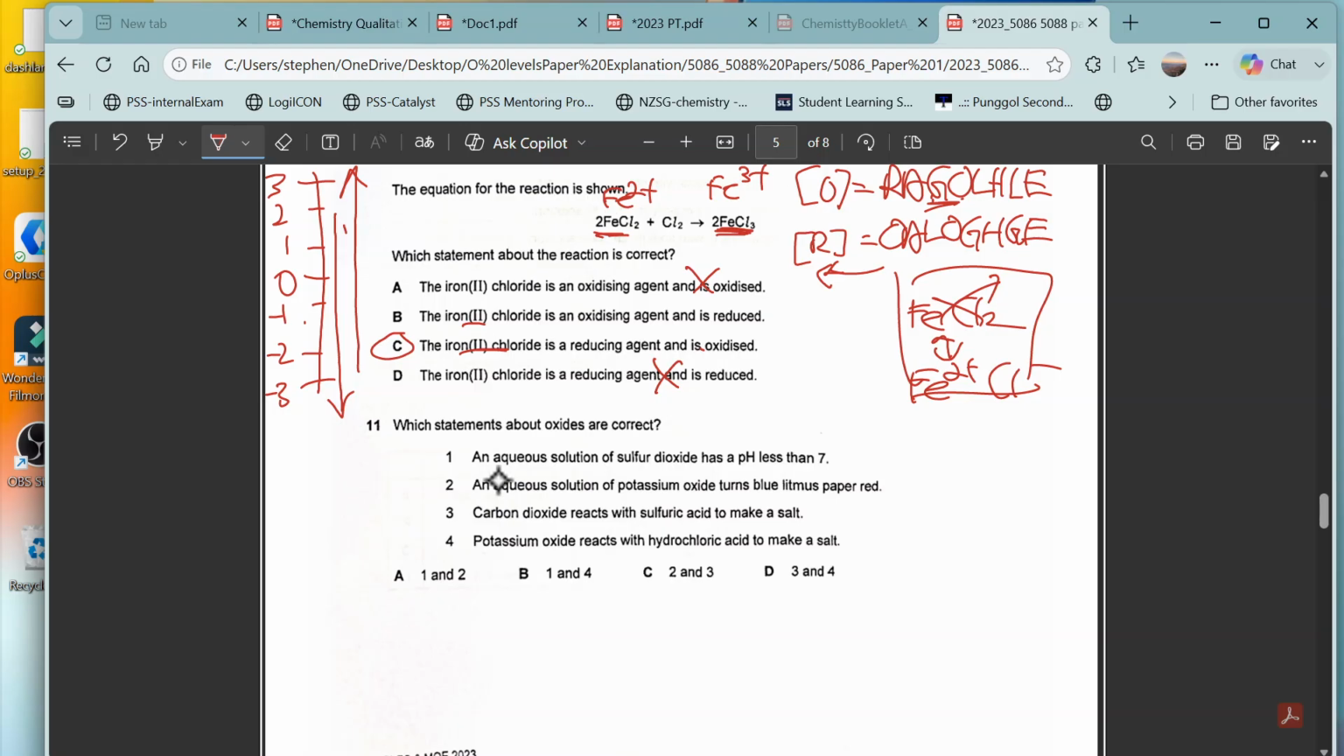Let's see. An aqueous solution of sulfur dioxide has a pH of less than 7. Well, that means acid, right? Yes, of course. Sulfur dioxide is a non-metal oxide, and all non-metal oxides, some of them, not all of them, are acidic oxides. Okay, revise. You can look at acids, bases, and salts.